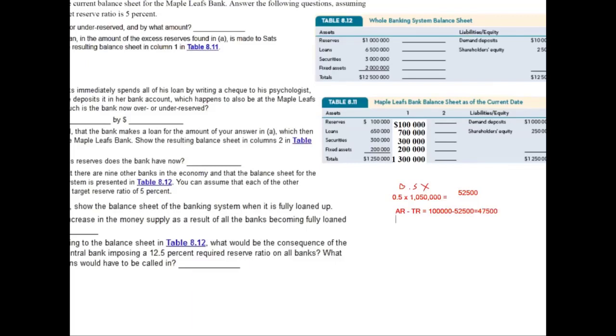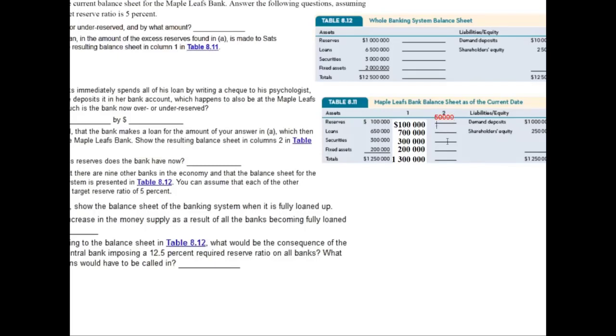Then it says next, suppose instead that the bank makes a loan for the amount of your answer in A. So it's making a loan for $50,000, which then clears against the Maple Leafs Bank. Show the resulting balance sheet in column 2 in table 8.11. So now what's happened is they made a loan to one of their customers, and they withdrew the money. Okay, so what's going to happen? So are reserves going to change now? Yes or no? Yes. So now the reserves are going to be reduced by 50,000. So we're going to have 50,000 for reserves.